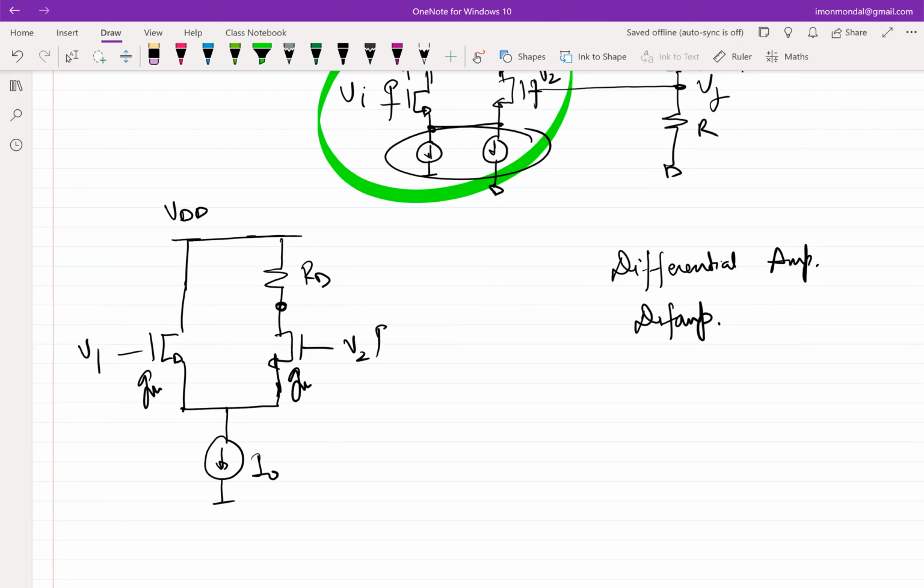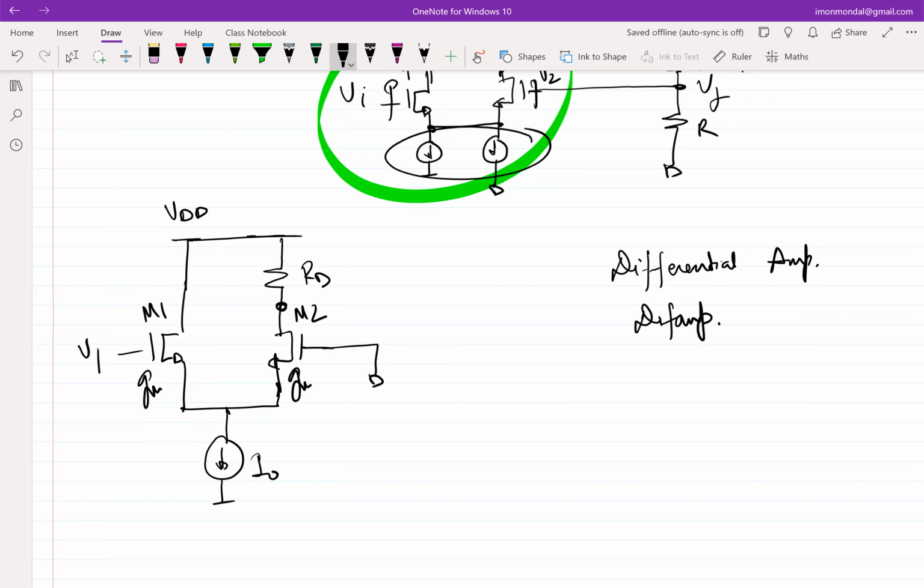So when we are doing incremental analysis, we are inherently saying it's a linear circuit, which means we can use superposition. Let me ground V2. If I ground V2, what I'm interested in is, if I excite V1, what will be that current? So let me call this M1, let me call this M2. Now note that the source of M1 is loaded with the source of M2.